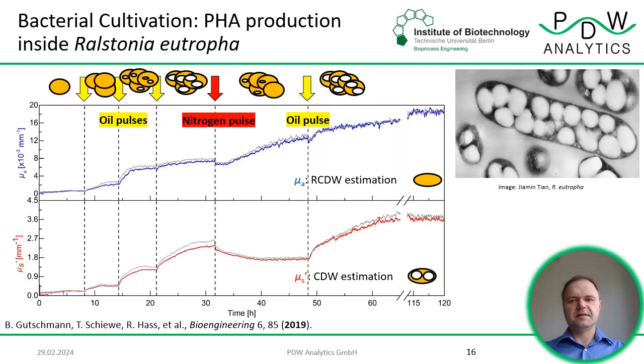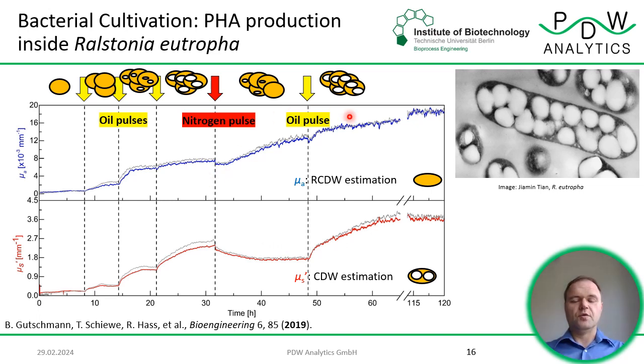And as a last example, also from the TU Berlin, here PHA production was stimulated inside Ralstonia eutropha, and there very interesting effects occur, which can be measured by PDW spectroscopy. What we have here in blue is the absorption coefficient, and in red the reduced scattering coefficient for 2 repetition batches. And the trends, without looking into details, differ from each other. So here scattering goes down, absorption goes up.